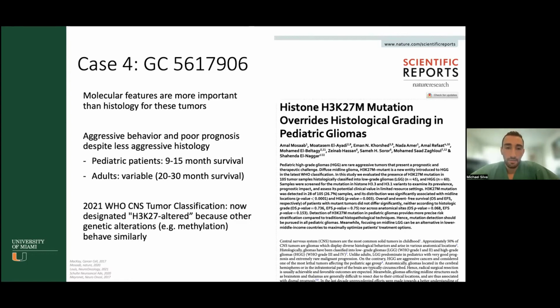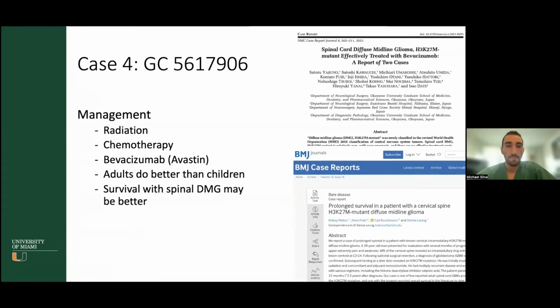In kids, the prognosis is 9 to 15 months survival. In adults it is more variable, but tends to be a little bit better. In the recent WHO classification, they've even broadened beyond just the H3K27 mutation, as other methylation changes and genetic alterations can confer an equally poor prognosis for these patients. So they're now considered H3K27 altered, as their terminology.